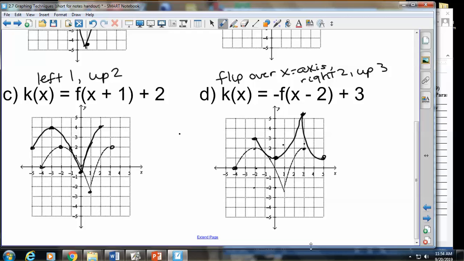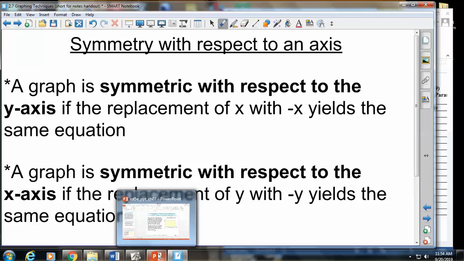Alright, the last things I want to talk about are symmetry. We'll see how much of this we get through. It'll go pretty quickly. I'm going to kind of jump around on here. There are 3 types of symmetry. I'm going to go ahead and talk about all 3 types before we do any examples.